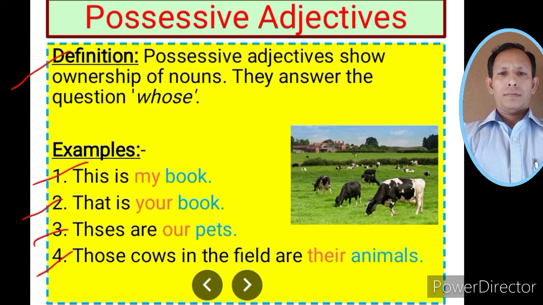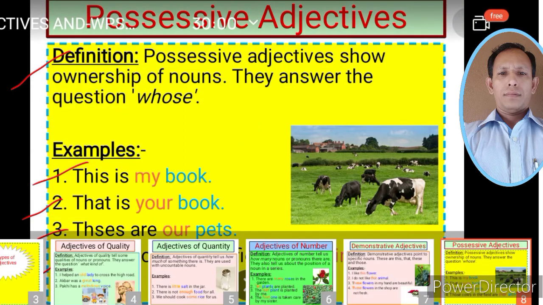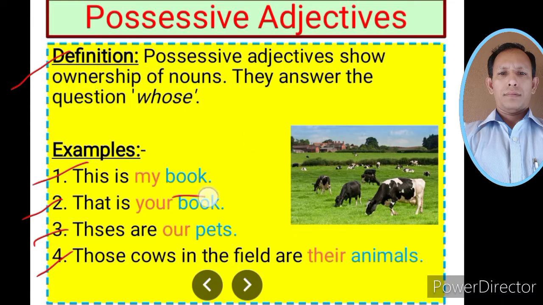In the first sentence the noun is book, which is described by the word my. And remember, you have to ask the question whose book? My book. So the word my in this sentence is a possessive adjective which is telling something about the book. Whose book? My book. In the second sentence we see again the word book is a noun which is standing for a thing, and ask the question whose book? Your book.